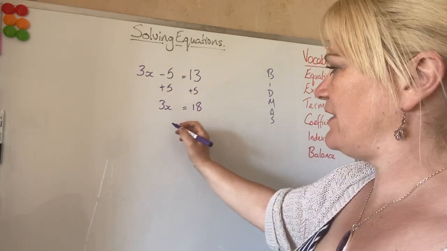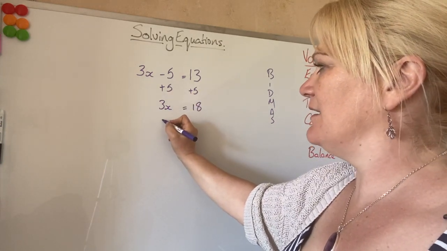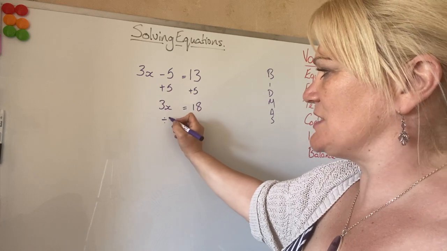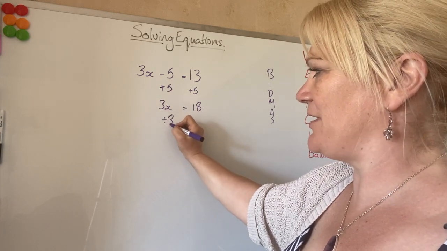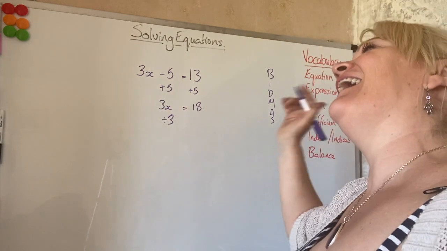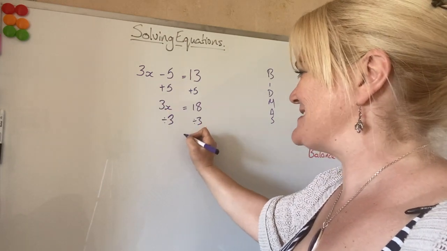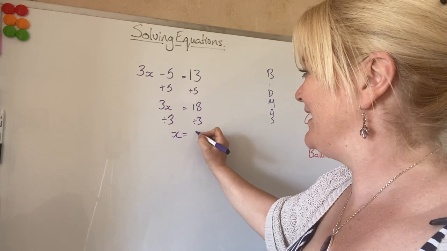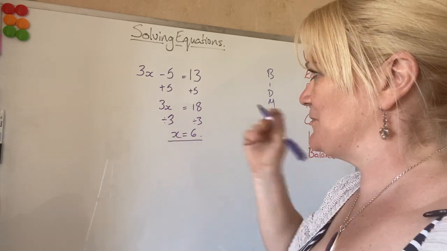Then I have my 3x equal to 18. To get from 3x to just x, I've got to divide by 3. If I divide that side by 3, you guessed it, this side has to be as well. So we end up with x equal to 6.